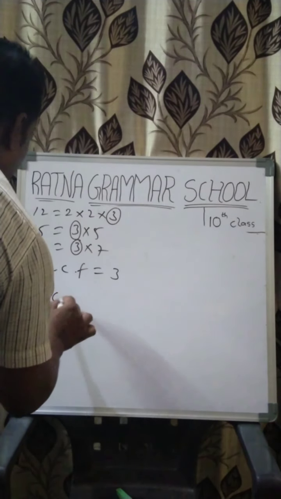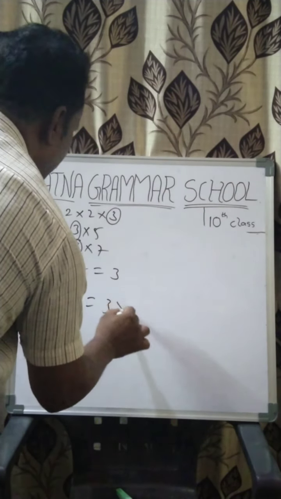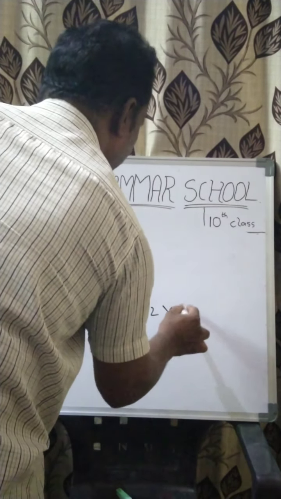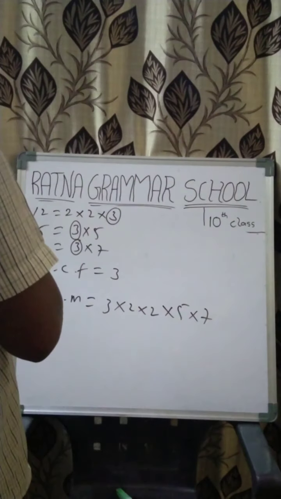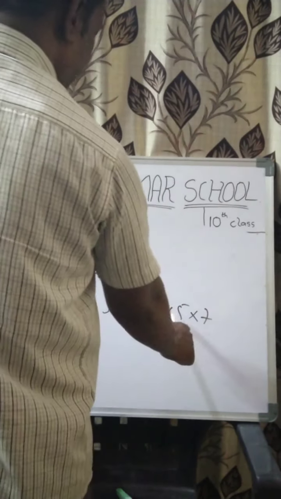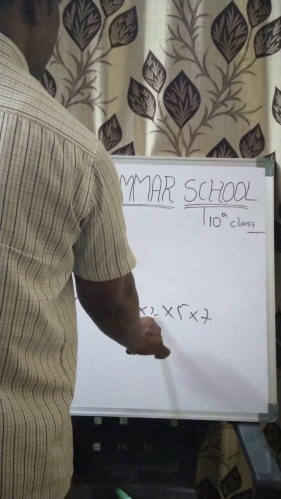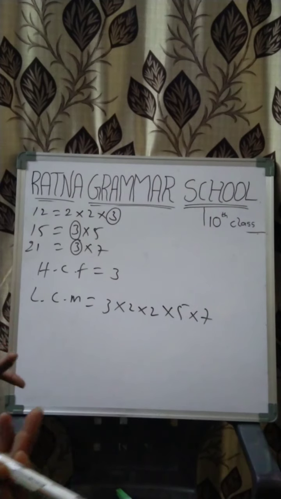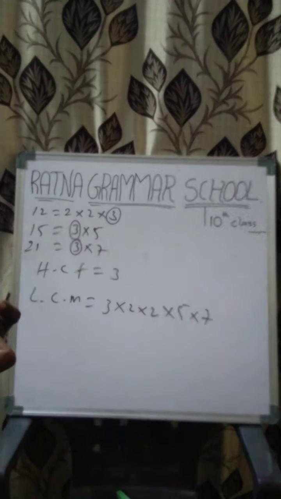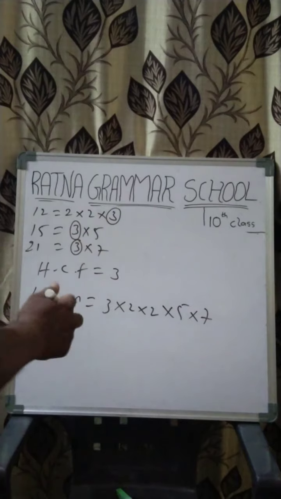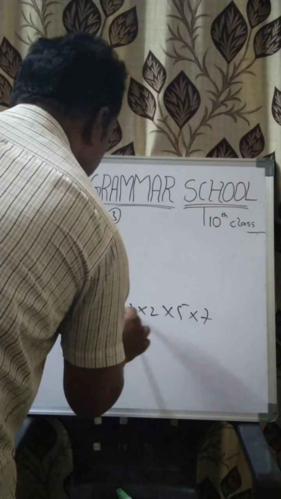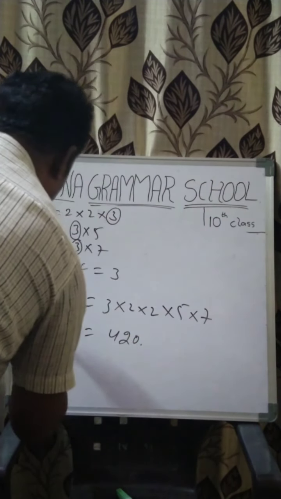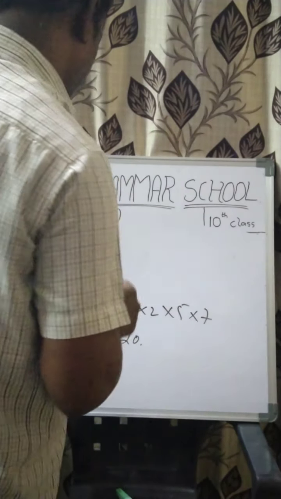Next, LCM. Common only 3 is there, right? Remaining all numbers: 2 into 2 here, 5 into 7. These are the LCM method. 7 fives are 35, 35 twos are 70, 70 twos are 140, 140 threes are 420. Like that you can find it. So 420 is the LCM.